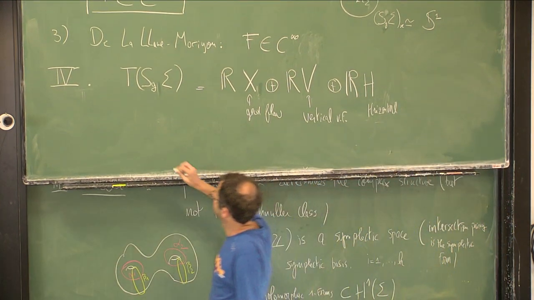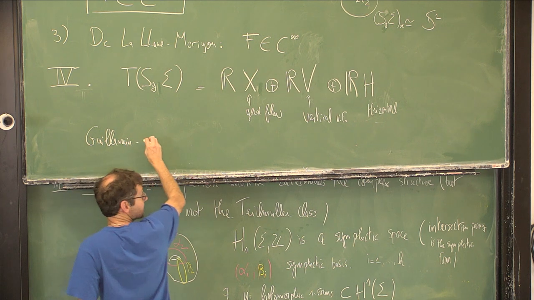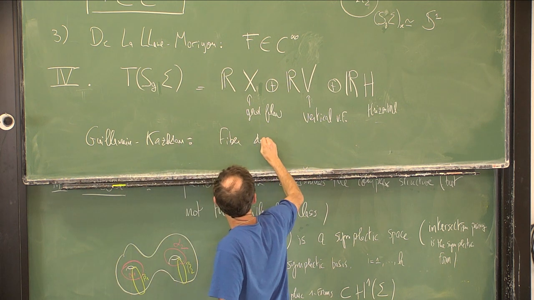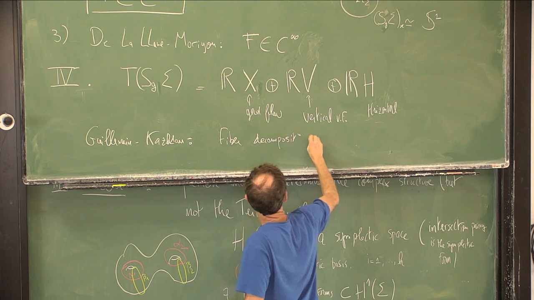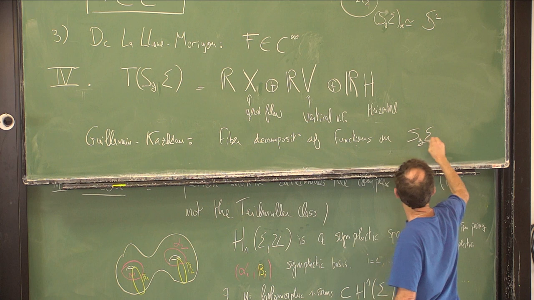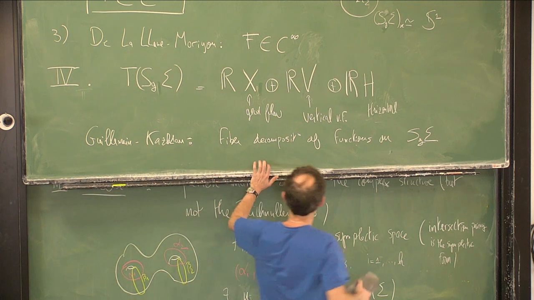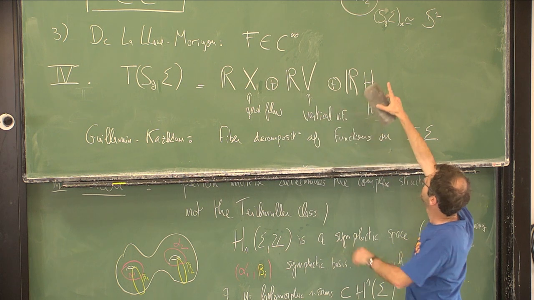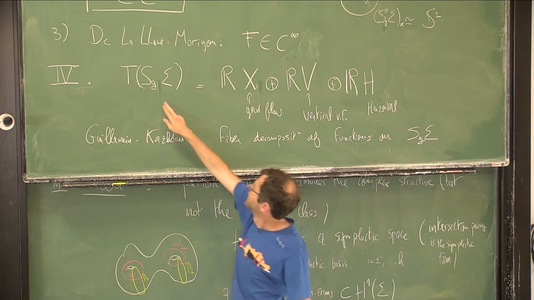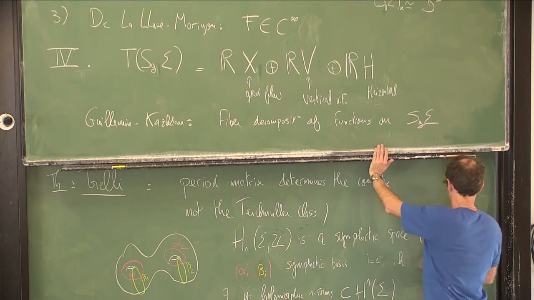Now there is a fact which was, I think, discovered, at least in this generality, by Guillemin and Kazhdan, which is a fiber decomposition of functions on SΣ. So they found a very nice property of this unit tangent bundle, which is that because you have this vertical vector field which is tangent to the circles, we can actually decompose a function over SΣ in terms of Fourier series in these fibers. And this can be made globally, actually.